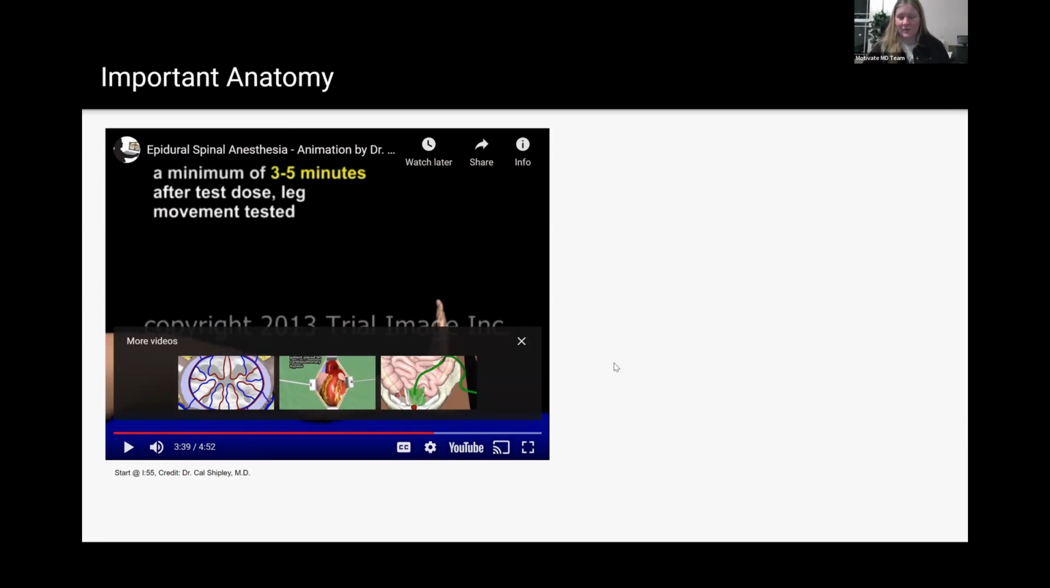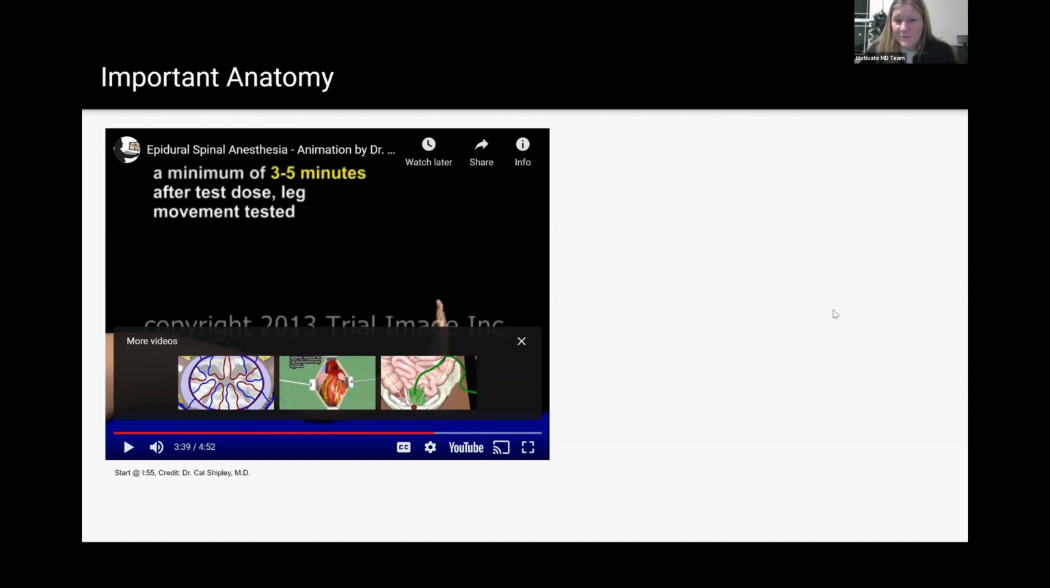I hope that was maybe a little bit helpful to visualize. I didn't have a comparison for a spinal, but essentially, again, you'd just be going a couple of millimeters past that and then just giving that injection and not leaving the catheter behind.